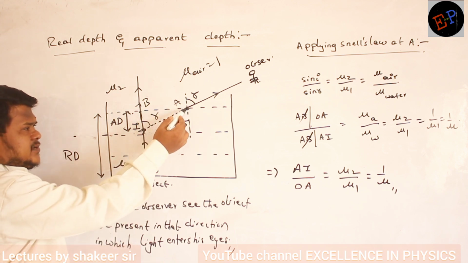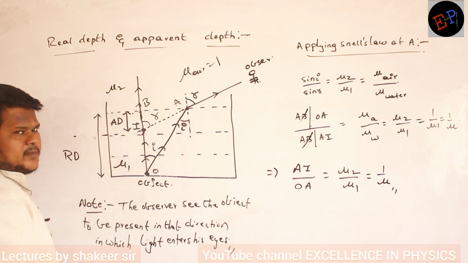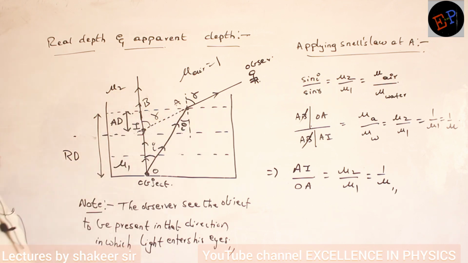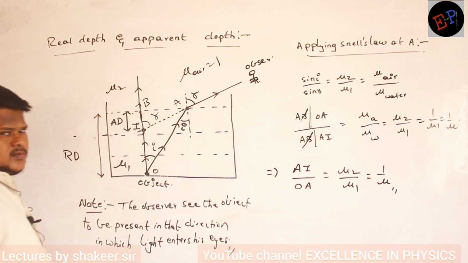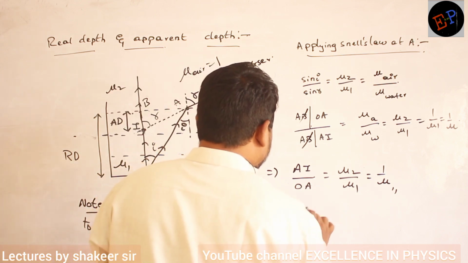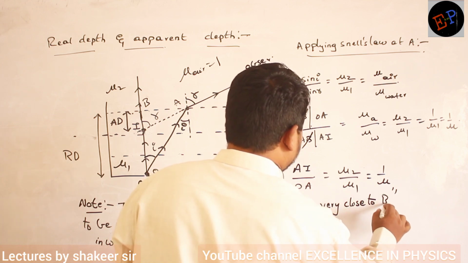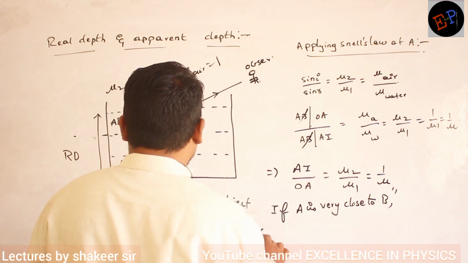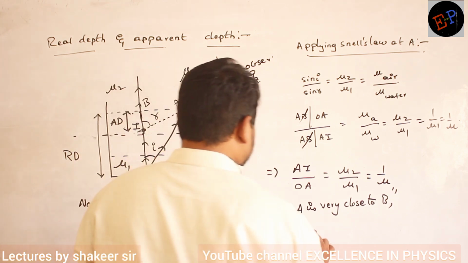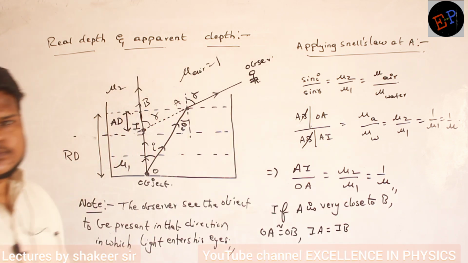Similarly, again if this point is very close to point B, then IA and IB will become equal. In which condition? When point A is very close to point B. So write that assumption. Clear? If A is very close to point B, then I can write OA is equal to OB, almost equal. Similarly, IA is equal to IB. This is also almost equal. Are you able to understand?